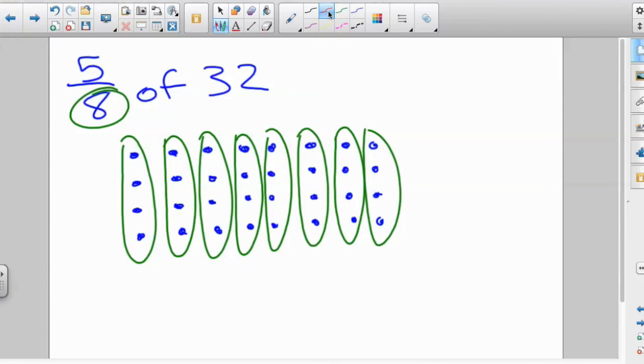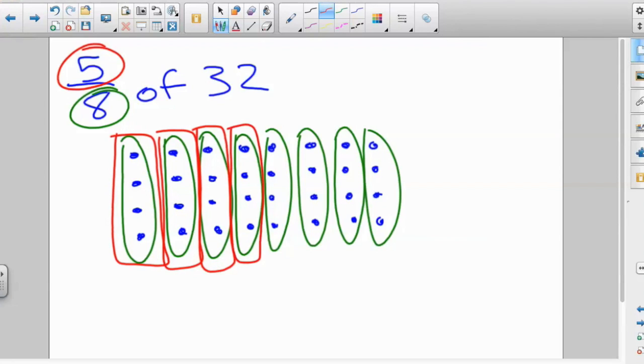I then turn my attention to my numerator, which is 5, and my numerator tells me how many of the equal groups I really want to focus on. And it tells me to focus on 5. So I just look at 5 of these equal groups.